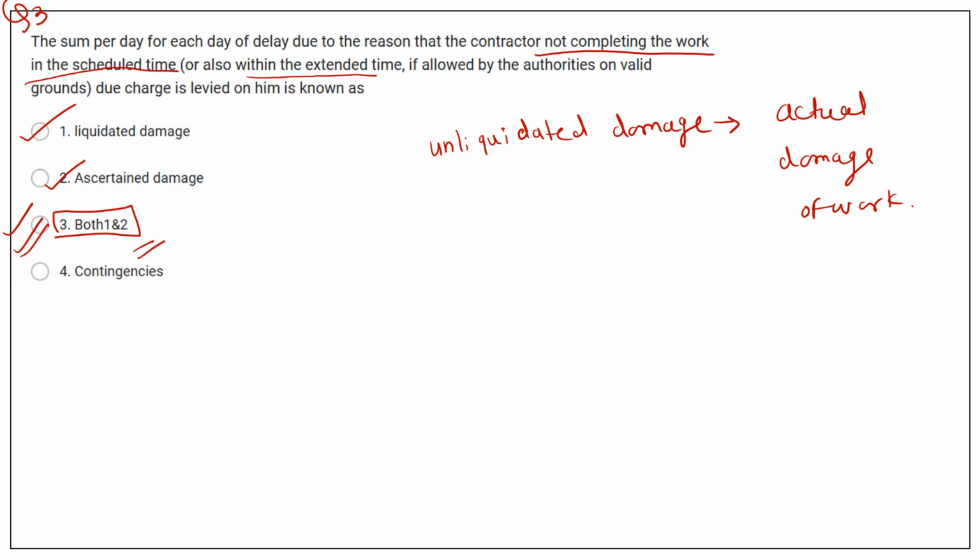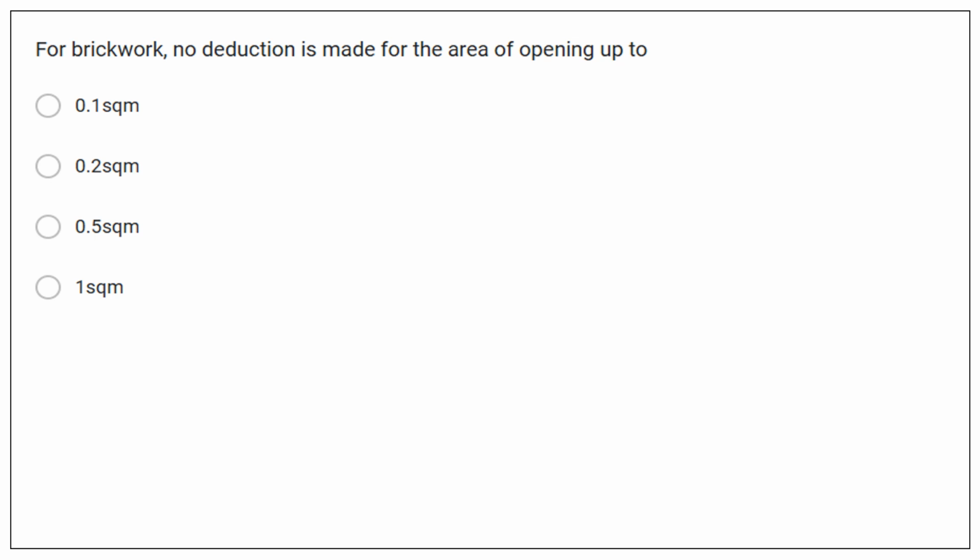The next question. Question number 4. For brickwork, no deduction is made for the area of opening up to. So in case of brickwork, the area of opening is up to 0.1 square meter. Up to this opening, no deduction is taken in the brickwork. Here option number 1 is correct.